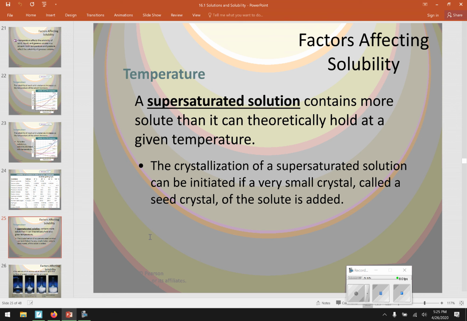But I wanted to cover this. Supersaturated solutions are really cool, and hopefully I'll be able to get into the classroom and do an actual demonstration of this and take a picture. But I have a series of pictures of what I would do. A supersaturated solution contains more solute than it can theoretically hold, which is kind of not possible. Like, that sounds like it shouldn't exist. And it's sort of a trick.